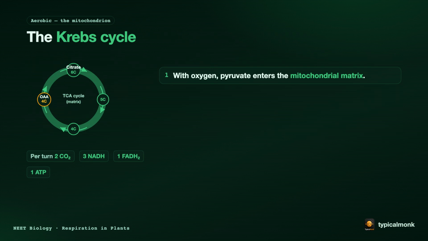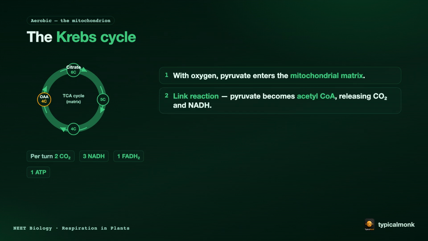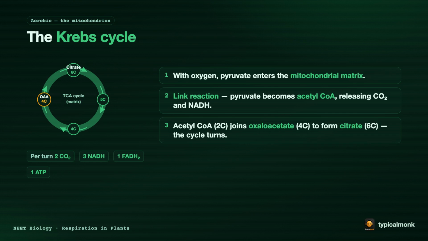Now bring oxygen back and we move into the mitochondrion. With oxygen present, pyruvate enters the mitochondrial matrix. In the link reaction, pyruvate is converted to acetyl-CoA, releasing 1 carbon dioxide and 1 NADH. Acetyl-CoA, which has 2 carbons, joins oxaloacetate, which has 4 carbons, to form citrate with 6 carbons, and the cycle turns. Each single turn yields 3 NADH, 1 FADH2, and 1 ATP, and releases 2 molecules of carbon dioxide.